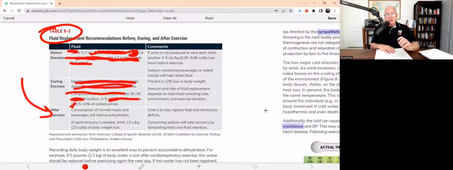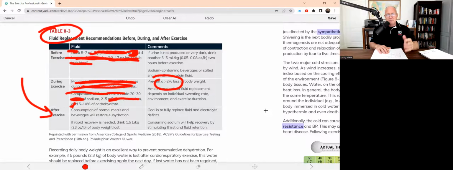Okay. During exercise, prevent a 2%... There's your number, by the way. That is an important number. Prevent a greater than 2% loss in body weight. Why? Because all the studies that have been done, particularly on athletes, show that if you lose greater than 2% of your body weight due to exercise-induced fluid loss, it could be very, very dangerous. And so you've got to prevent that.